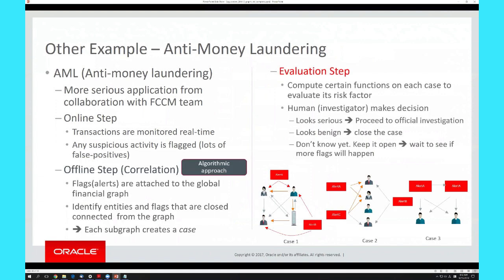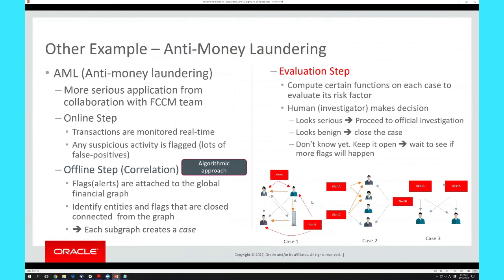Is there any more business-oriented question or problem that I can apply this to? This is the second example. We are working with people in the financial crime domain, and they are solving the problem of anti-money laundering. This is more serious. They monitor the transactions between accounts every day. At the online step, for every transaction that happens, they just flag it. Then once a day, or every couple of hours, or once a week, they apply an algorithmic approach. For each of these events that happen, they correlate them together if they are close enough, and they create what they call a case.